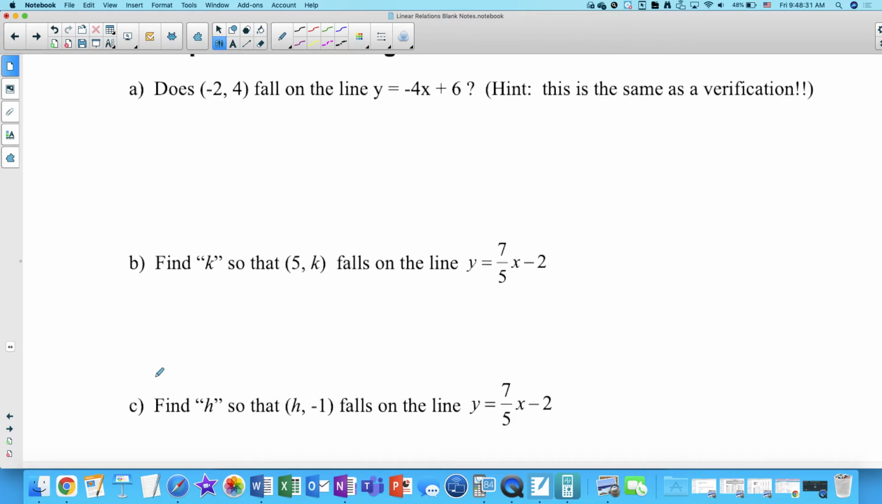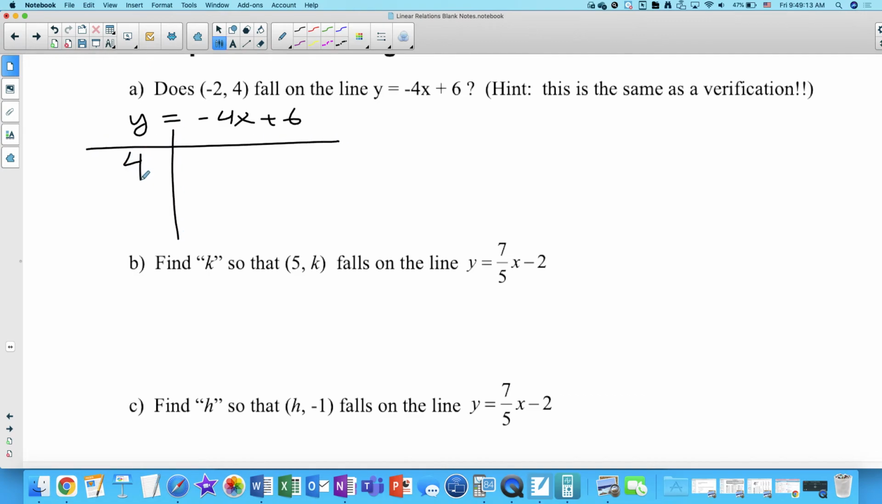Okay, so here is one. Does the point -2, 4 fall on the line y equals -4x plus 6? So I gave you a hint here. I probably shouldn't have done that, but if you want to know if a point falls on a line, how would you figure that out? Yeah, plug it in, see if the left side's equal to the right side, right? So that's what we're going to do. We're going to plug in for y the value 4 and for x the value -2.